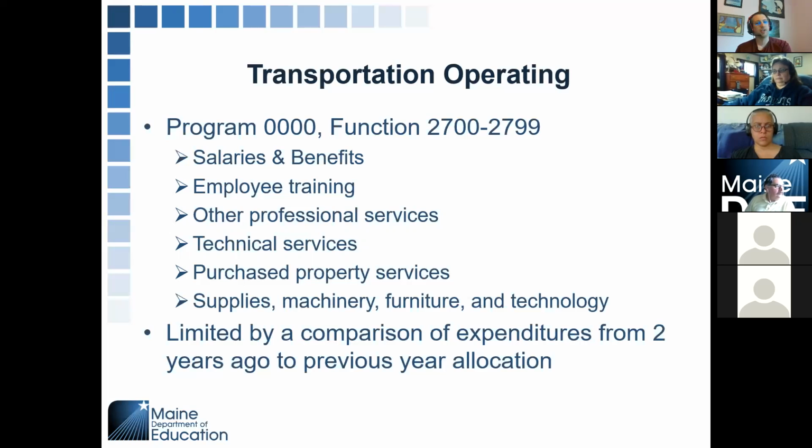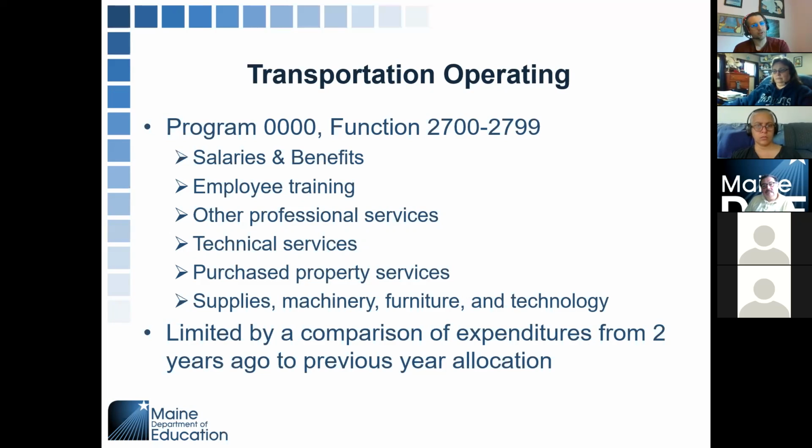And you are getting those costs picked up. They're just not getting picked up in the special ed state allocation. They're getting picked up in the transportation state allocation instead. So all those: the salary and benefits, the employee training, other professional services that may be needed, technical services, purchased property services, and then supplies, machinery, furniture, and technology that are needed.